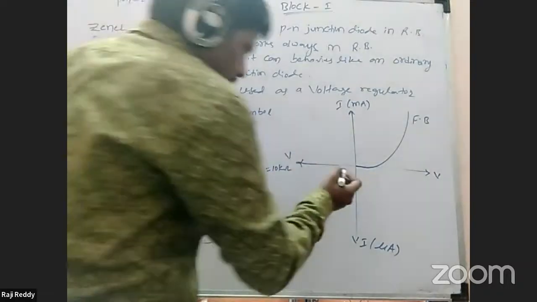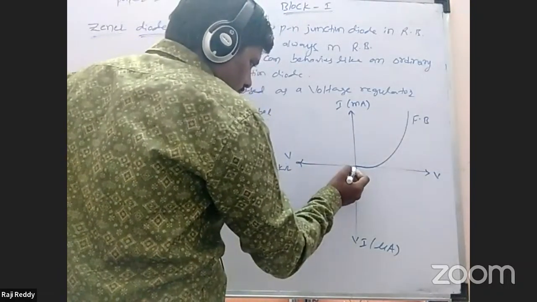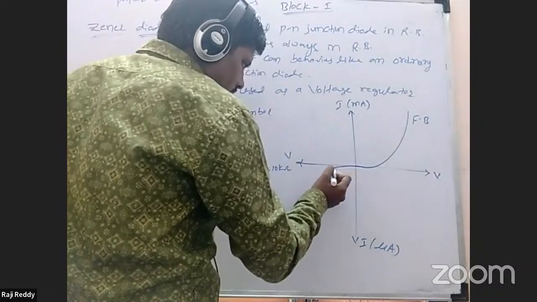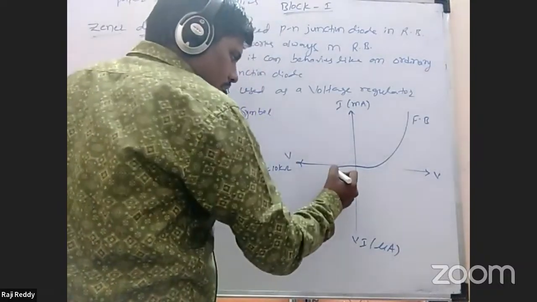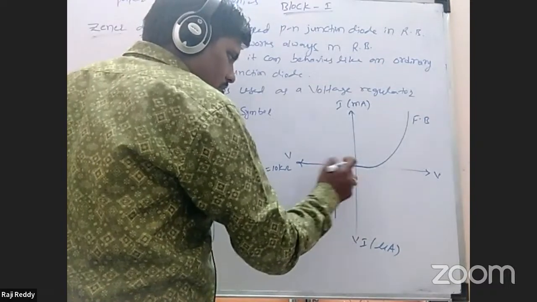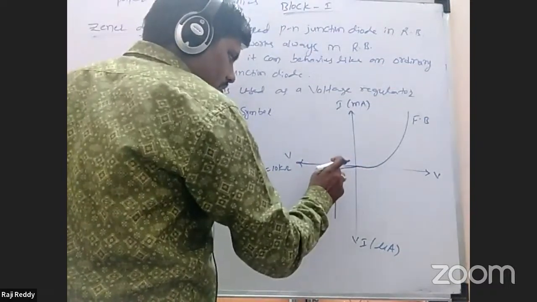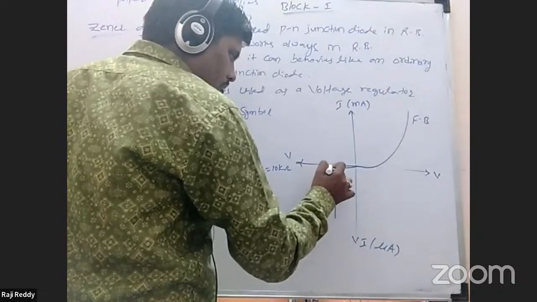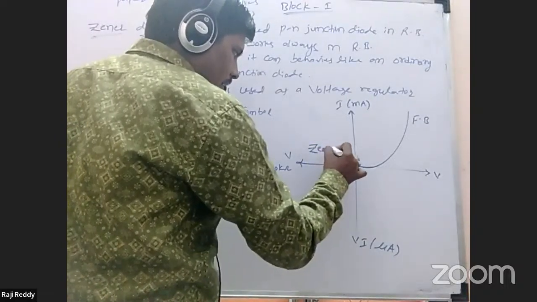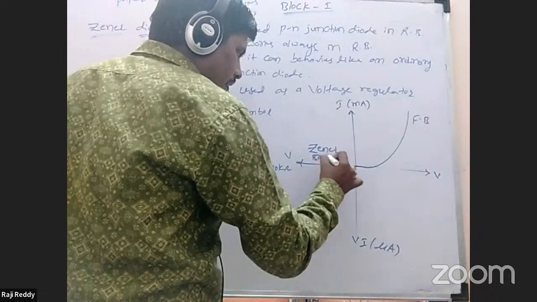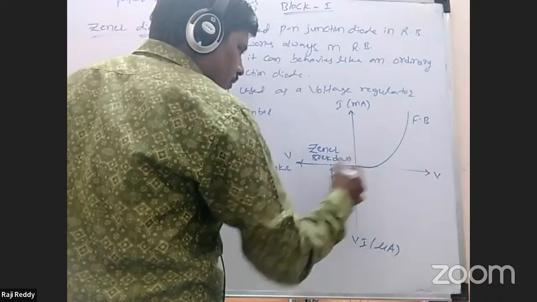In reverse bias, the Zener diode current up to a certain voltage is zero only. After that, suddenly it breaks down. This breakdown voltage is called the Zener voltage, the Zener breakdown voltage.